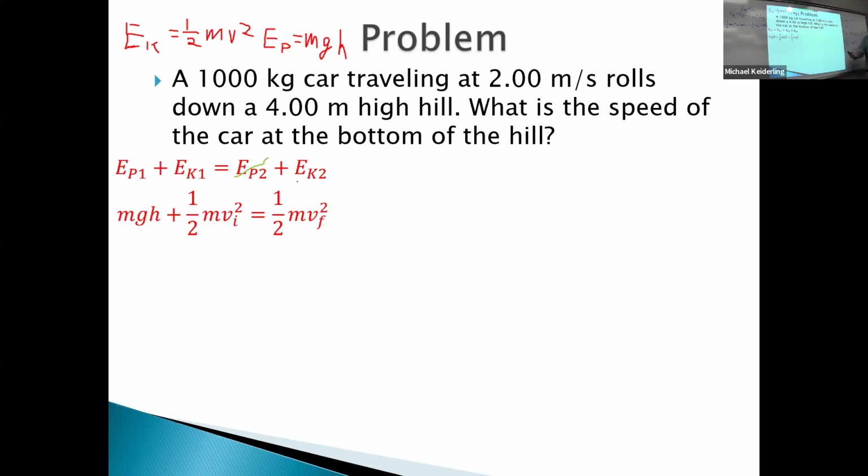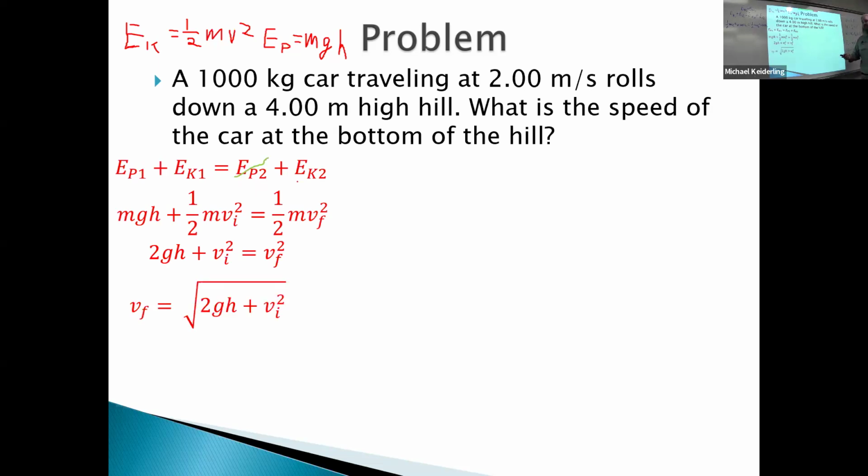So in this situation, we have mgh plus 1/2 m v initial squared equals 1/2 m v final squared. You can divide through by mass, so you don't have to deal with the 1,000. And I also multiplied through by 2, so 2gh plus v initial squared equals v final squared.